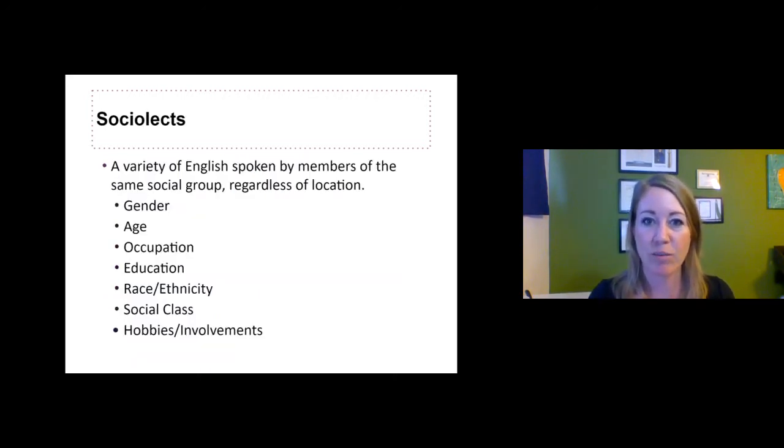So sociolects, we've talked a little bit about. These are the hats you're wearing: your gender, your age, your occupation, your education. All of these will influence the way you speak. We can look at it very simply with education. So those of you in this class, you now know what sociolect means. You understand that word. I just taught you that word.